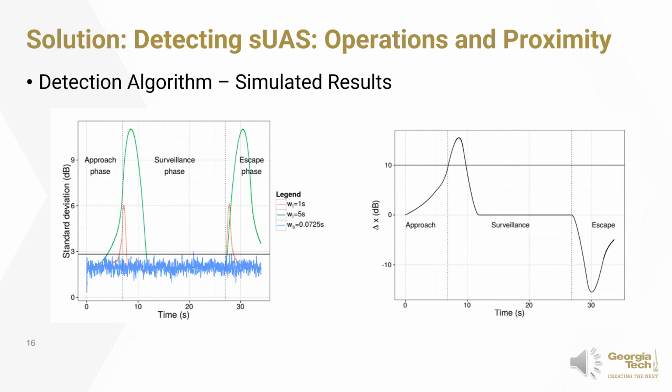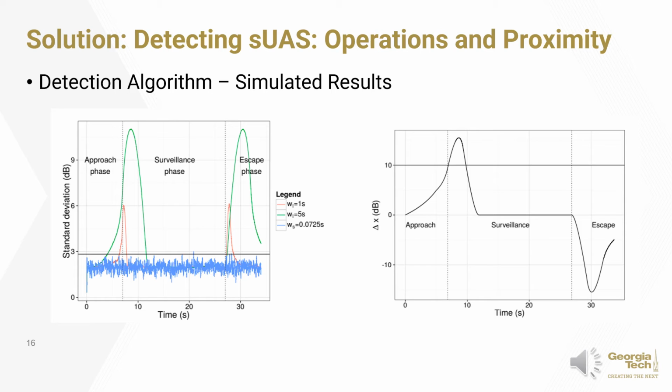Now that we've established our detection algorithm, we can discuss some simulated results. As you can see in the first figure on our left, the WL and WS lengths are critical to ensuring that we can actually detect the SUAS. The solid line here is the detection threshold, where if the standard deviation is not above it, then the SUAS will not be detected. Therefore, a WL of 1 second is somewhat effective, a WL of 5 seconds is very effective, and a WS of 0.0725 seconds is not very effective at all. It barely detects the SUAS.